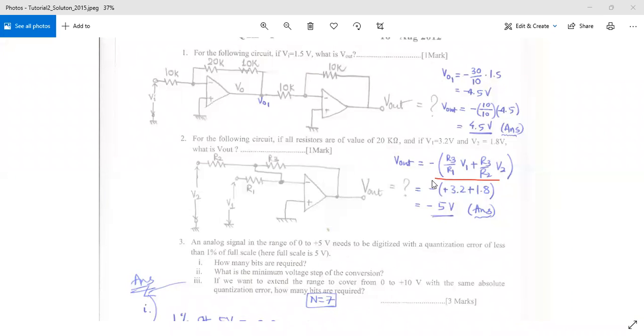So this is what we have. Now, once we have the equation, we just directly need to substitute our values, right? Our resistor values are basically all 20 kilo ohms. So 20 kilo ohms upon 20 kilo ohms is just basically 1. So we have V1 plus 20 kilo ohms upon 20 kilo ohms, again 1, so V1 plus V2, and this negative sign is as it is. So we have 3.2 volt plus 1.8 volt, the total of these two is equal to 5 volt. And then this negative sign is also brought down, so that gives us our output voltage as negative 5 volt.